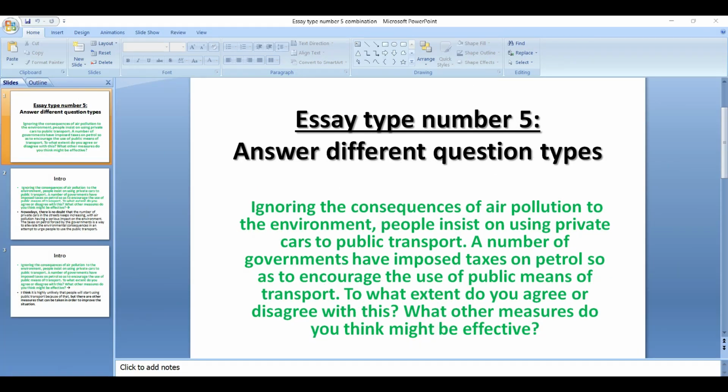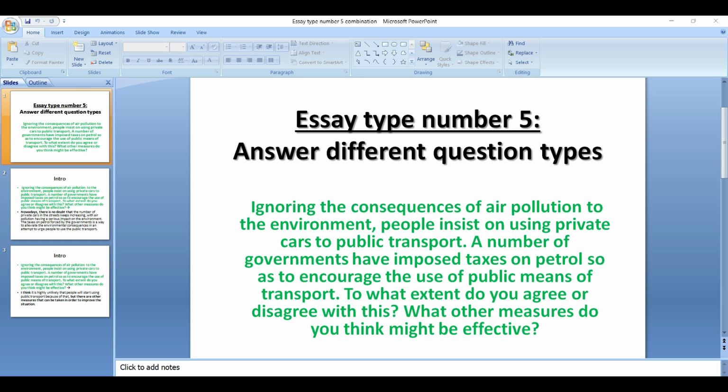So here we are with a sample topic that combines two different question types. Let's go and read it together so as to decide what types of essay it talks about. Ignoring the consequences of air pollution to the environment, people insist on using private cars to public transport. A number of governments have imposed taxes on petrol so as to encourage the use of public means of transport. To what extent do you agree or disagree with this? And what other measures do you think might be effective?